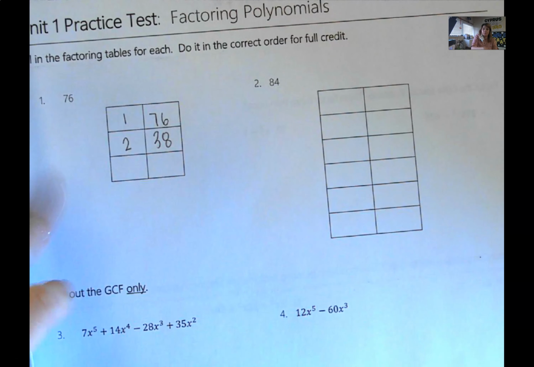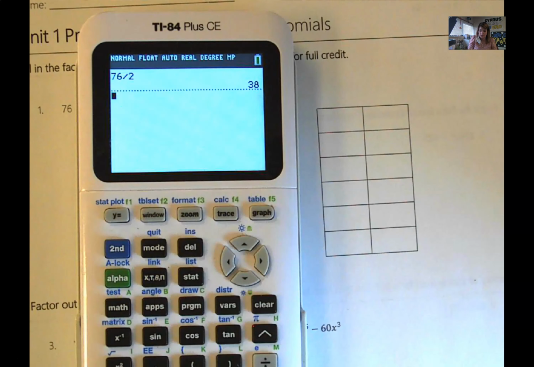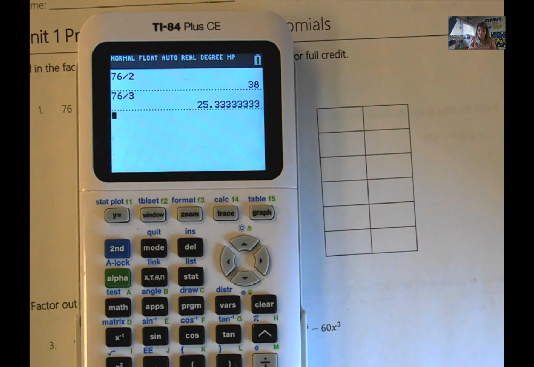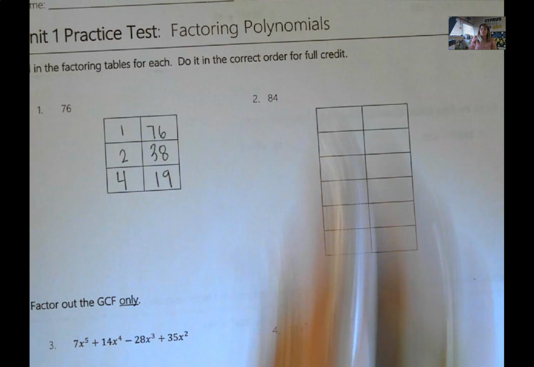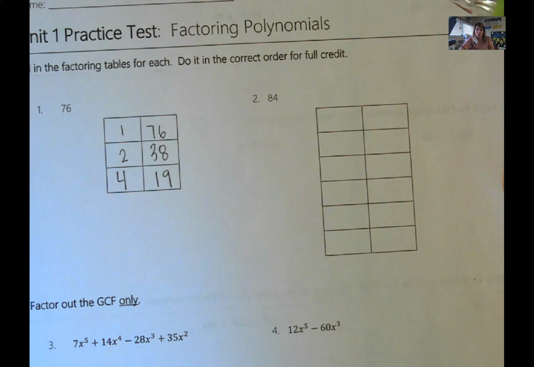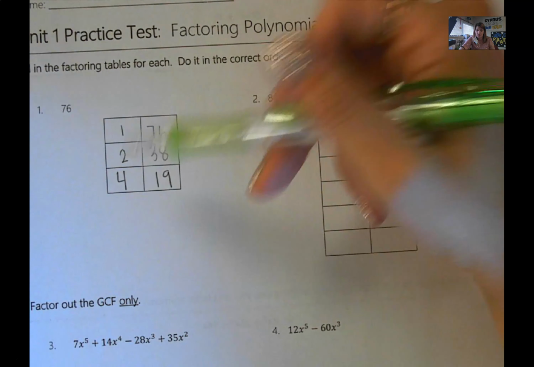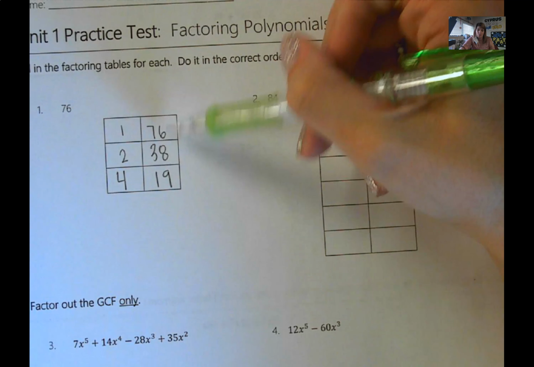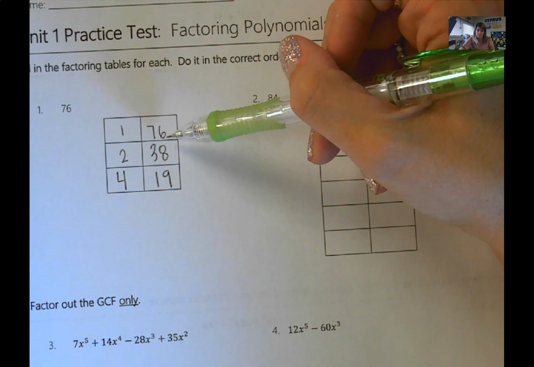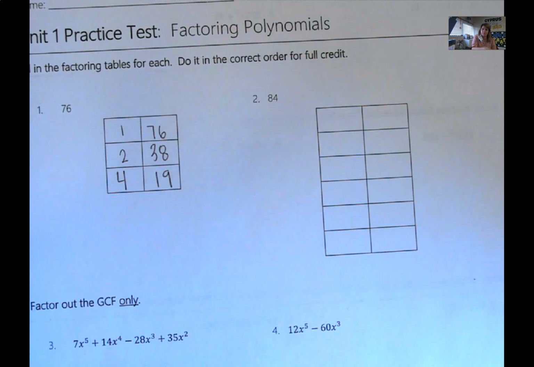And then the next number I check is 3. So 76 divided by 3. That doesn't work. 76 divided by 4. That works. 4 and 19. And because I have this table here, I know that I found all the factors. Typically, you would keep going until you got to number 19, because once you hit a number on the right-hand side, you're done.